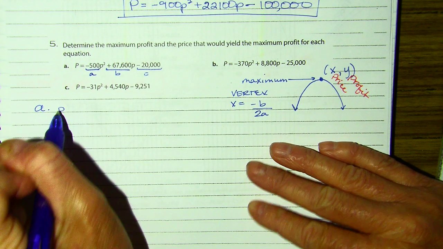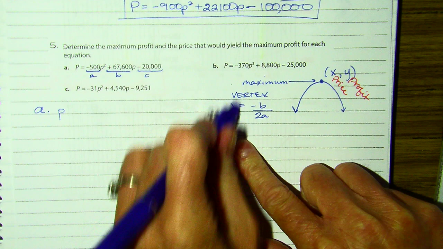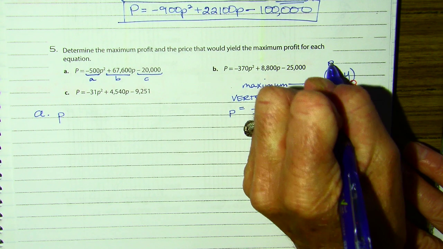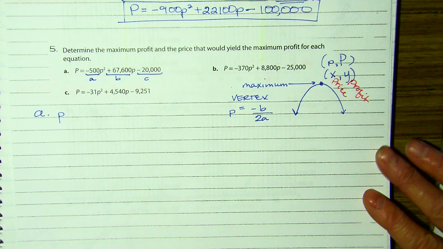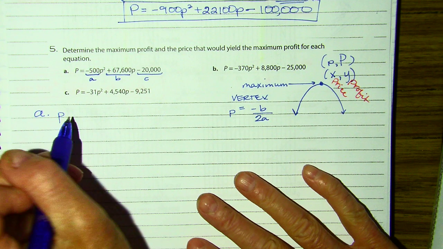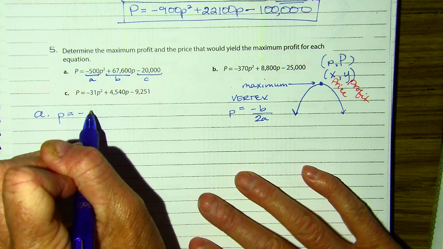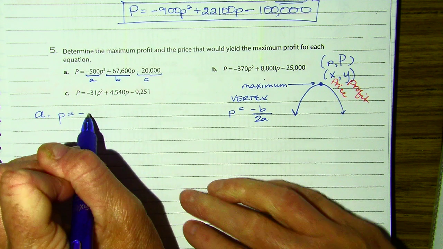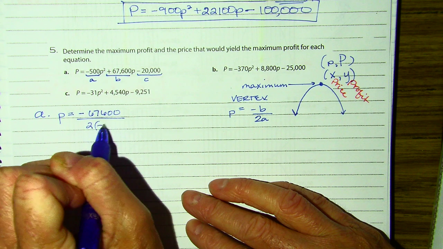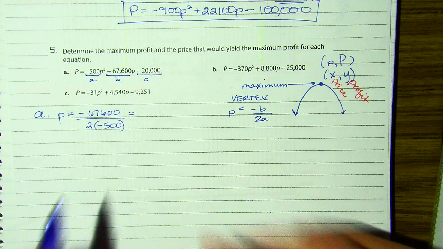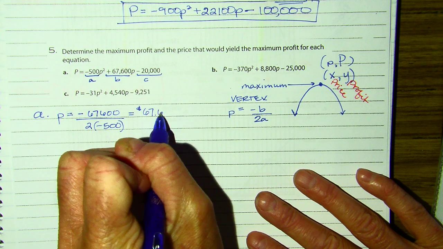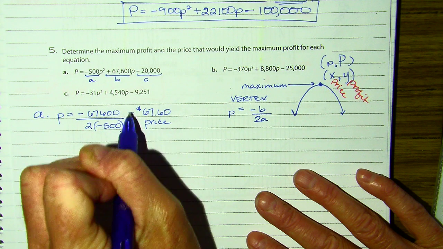So lowercase p, I'm replacing it with x. If it makes you feel better, I'll put lowercase p. So I'm going to do lowercase p and capital P. Little p is for price, big P is for profit. So I have a negative b, so negative times a positive 67,600, divided by 2 times a. I'm going to enter that in my calculator, and I get a price of $67.60. So that is the price.